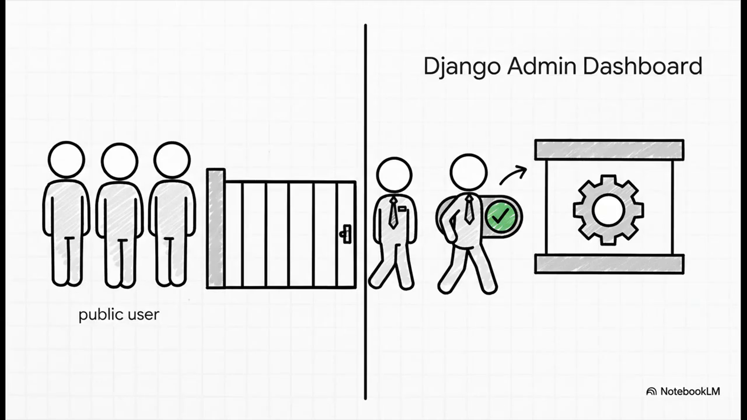So how does the admin protect itself right out of the gate? Well, the very first line of defense is just a simple little checkbox on the user model, is_staff. If that isn't set to true, a user can't even get to the login page. This creates a really clean, hard separation between your regular app users and your internal admin team.